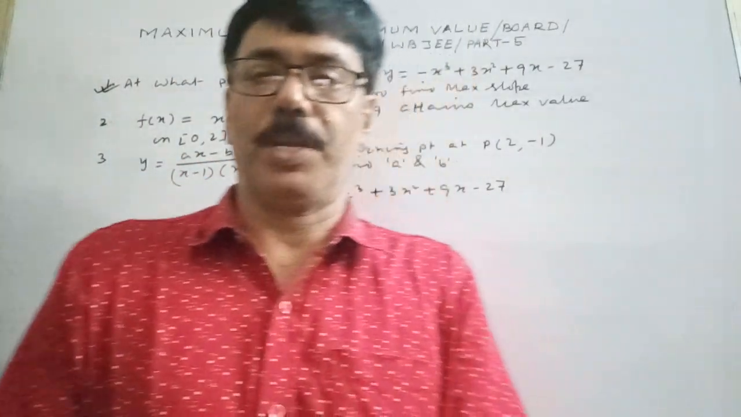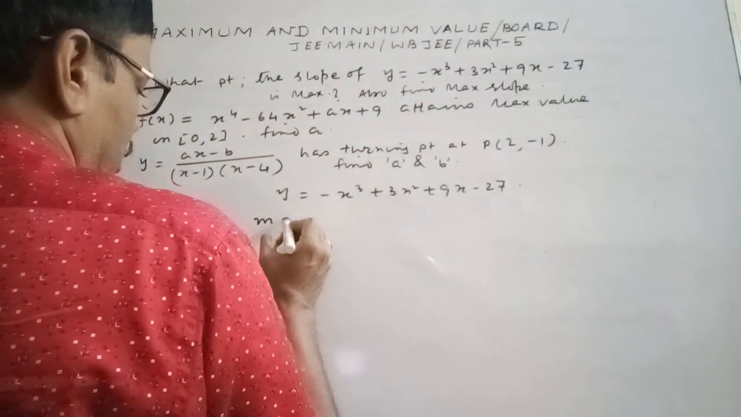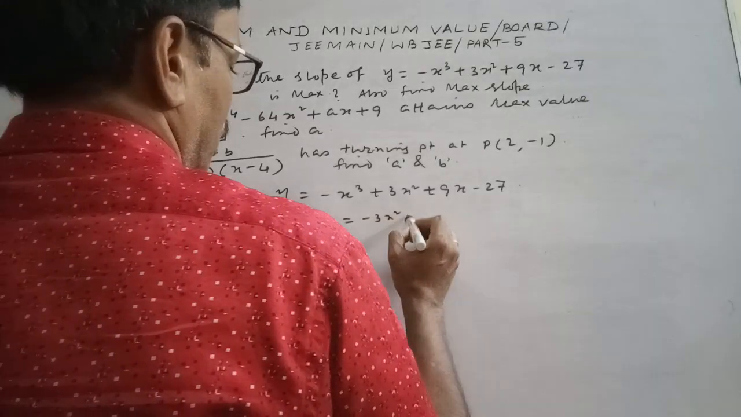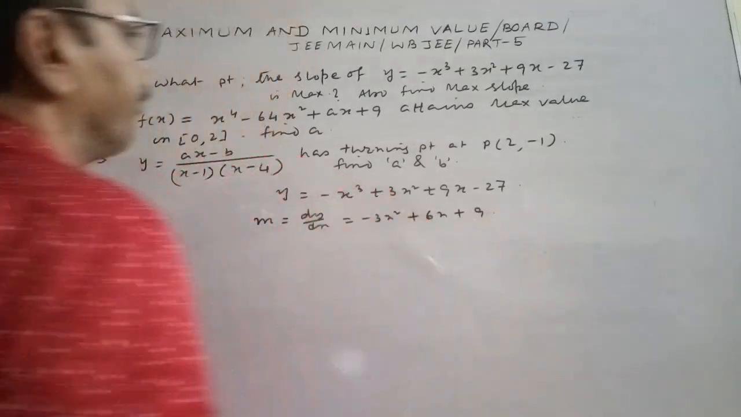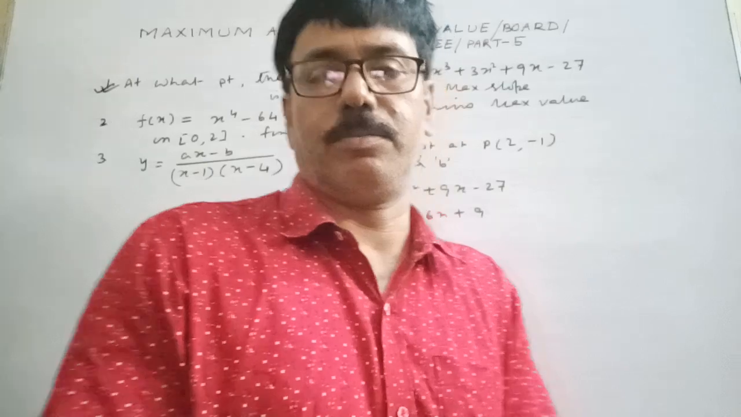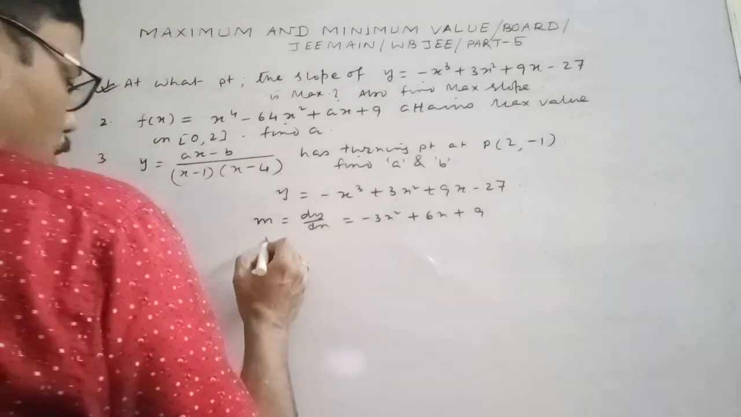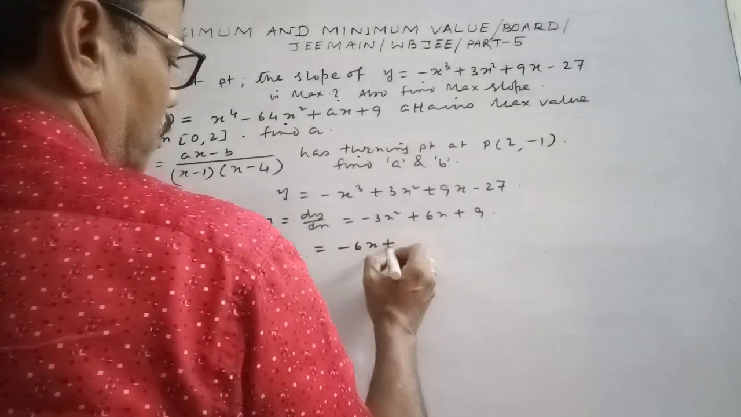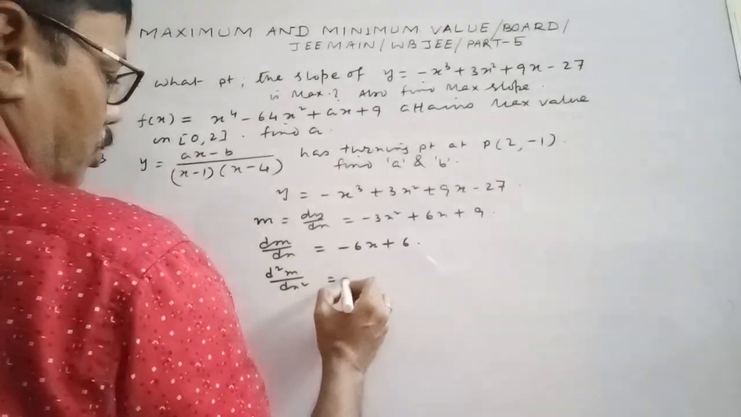Now you know slope is m, that is dy by dx. For slope to be maximum, m equals dy by dx equals minus 3x square plus 6x plus 9. Now this is m. To maximize or minimize the slope, you have to take the first derivative. So dm by dx equals minus 6x plus 6 and d square m by dx square equals minus 6.